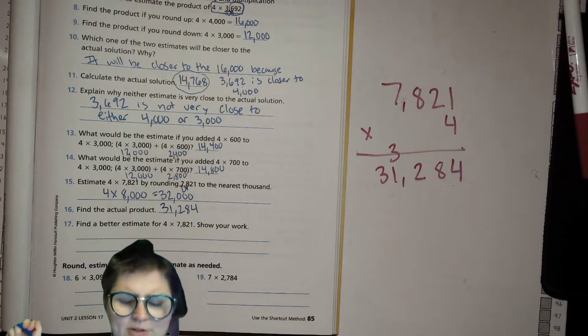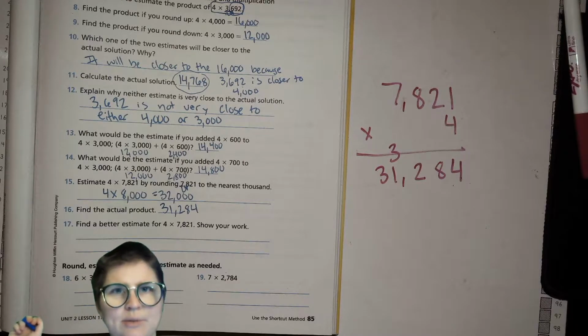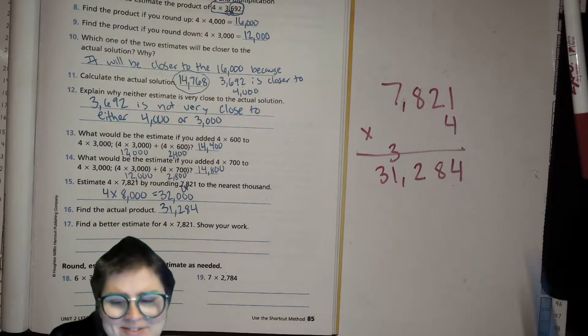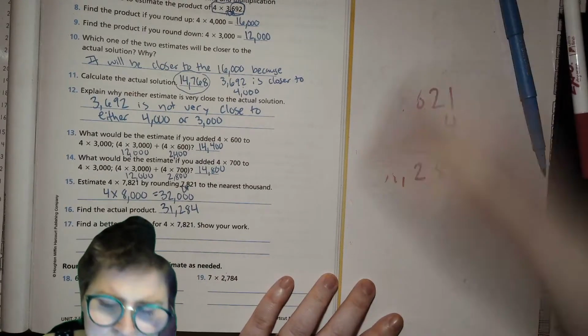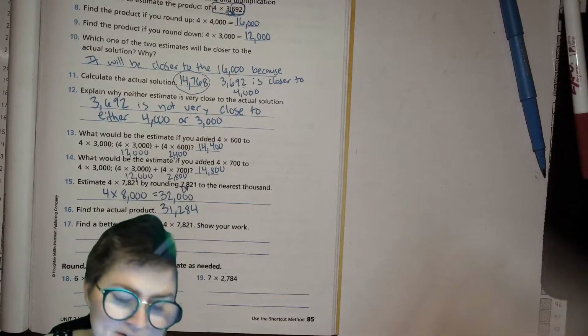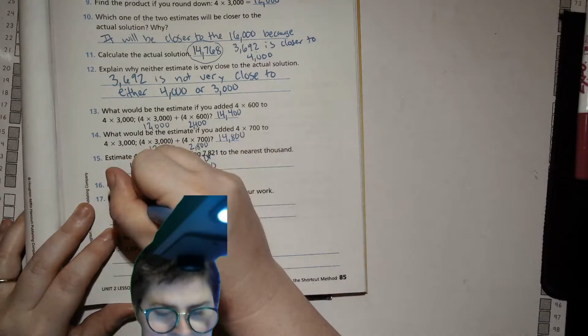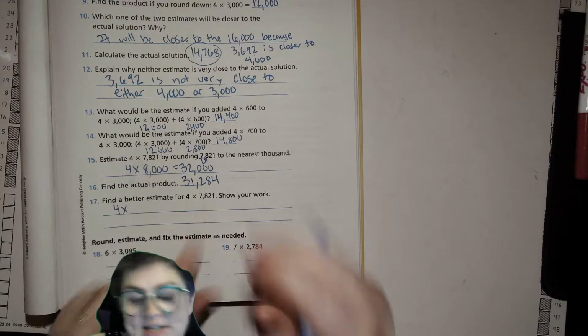It's like pretty close, but it's not super duper close. How would you get it closer with an estimate? What do you think we should do? You ready to hear what I think we should do? I think rather than rounding to the nearest 1,000, we could round to the nearest 100. So we could do 4 times, what's the nearest 100 for that? 7,000 is just 800, right?